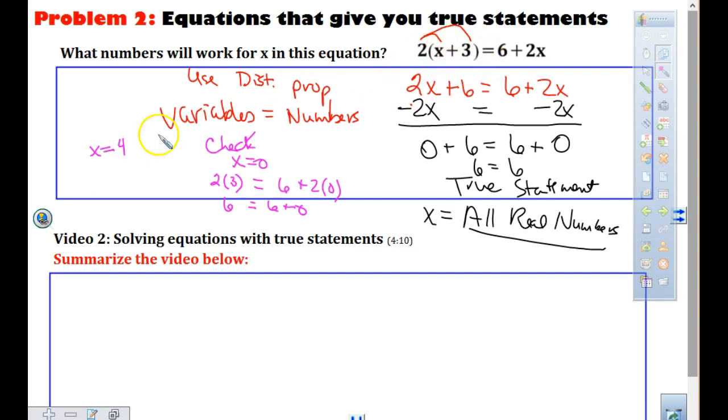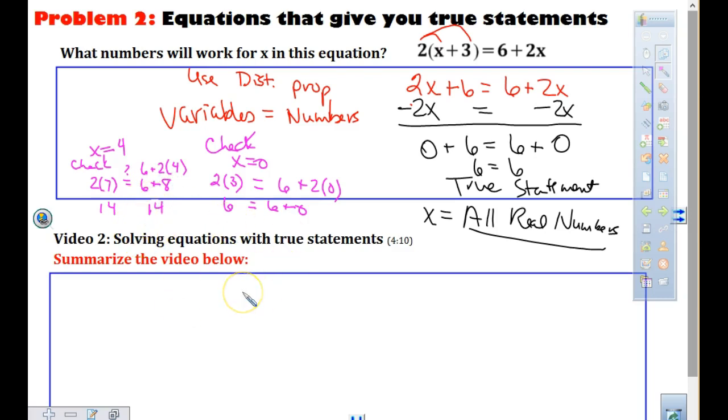4 plus 3 is 7, right? So we have 2 times 7. That's going to be 14. And the question is, is that the same as when we go to this side and plug in 6 plus 2 times 4? That's going to be 6 plus 8. Is 6 plus 8 also 14?